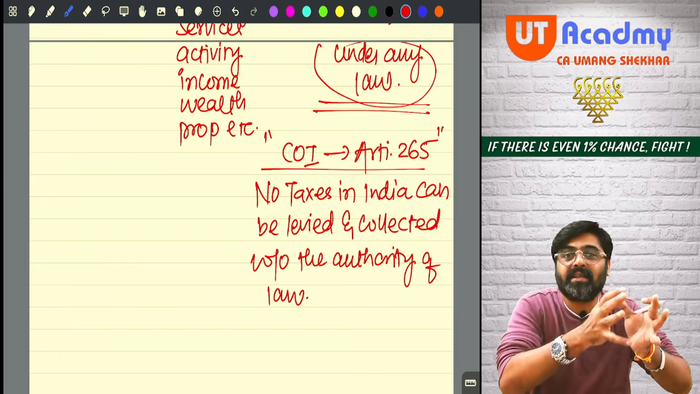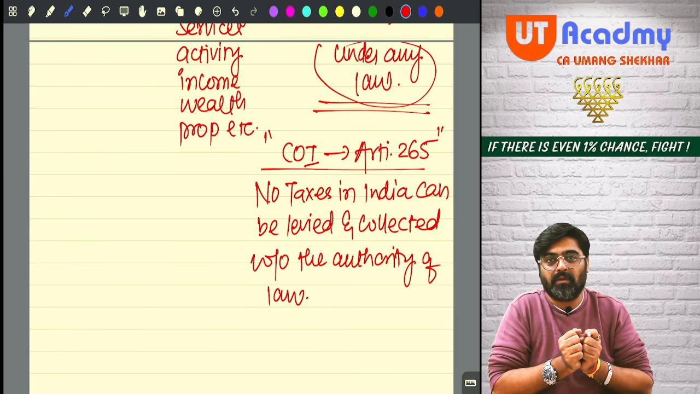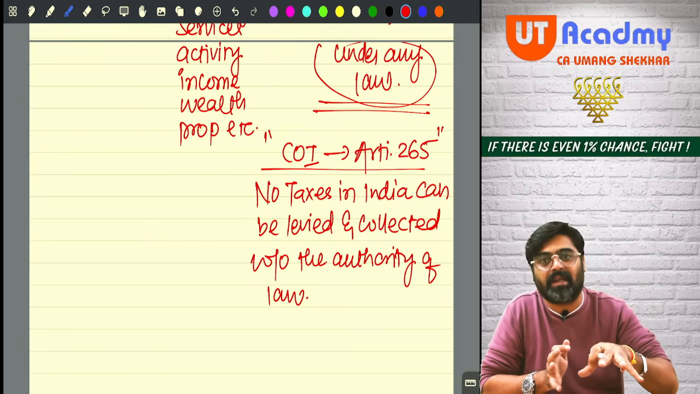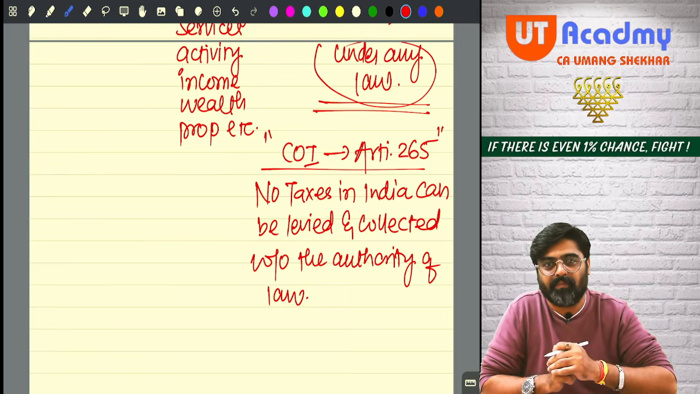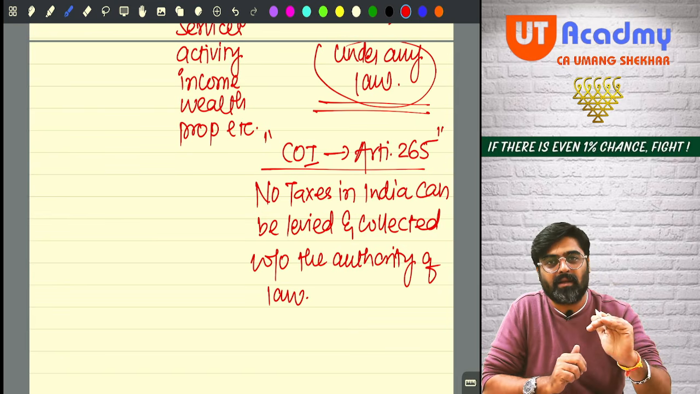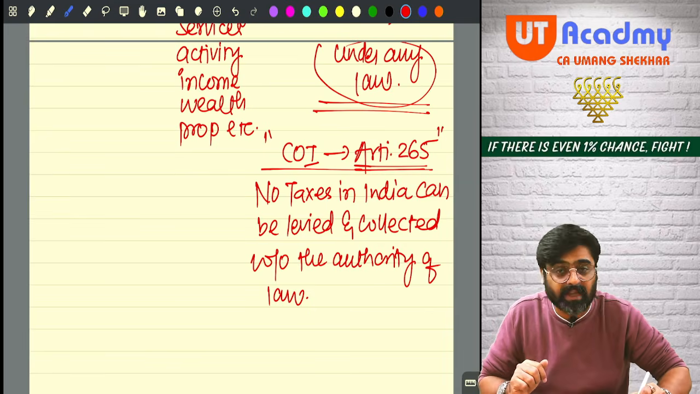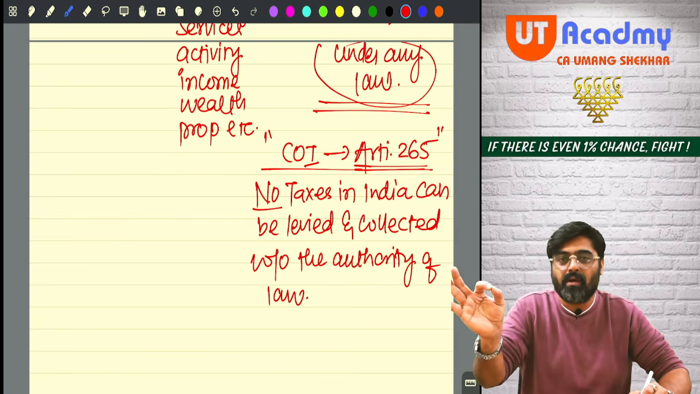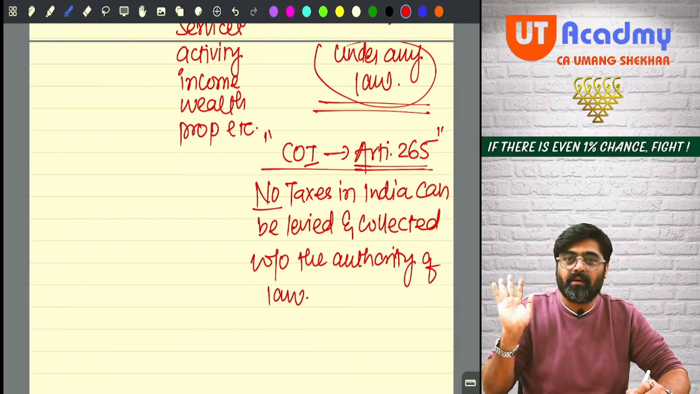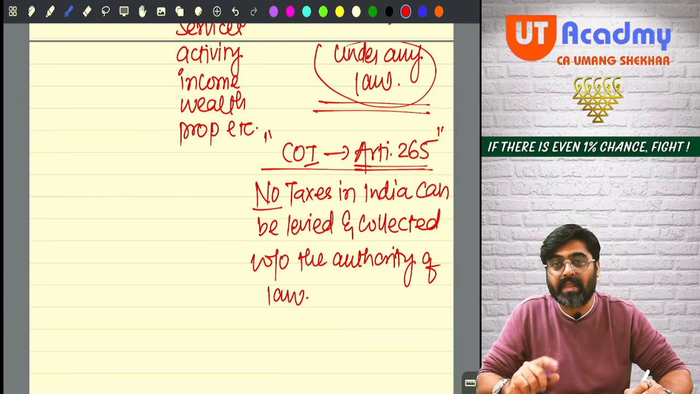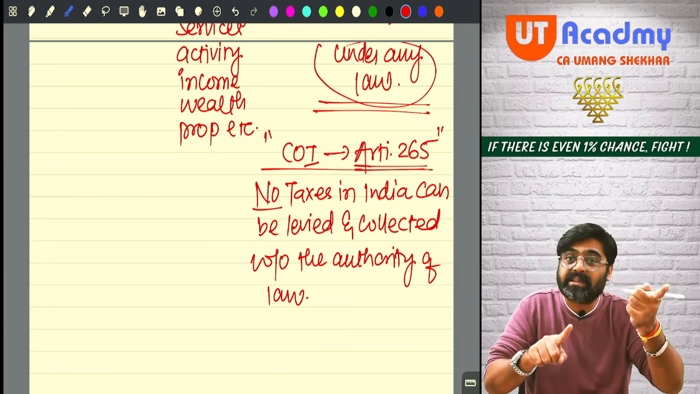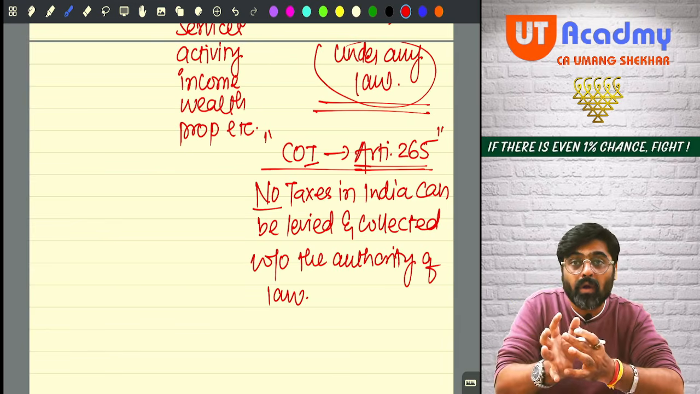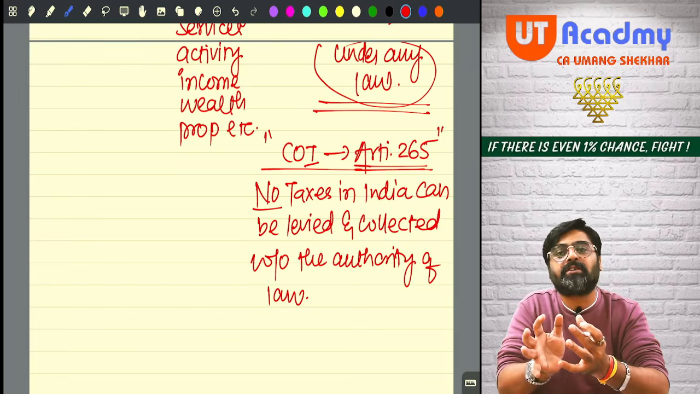So charging taxes from the citizen is a power given to the government. That power needs to be exercised responsibly. To put a restriction on that, Article 265 says that in India, no taxes can be levied or even collected without the authority of law. That means if the government wants to charge tax, then the government will get that power from a law.